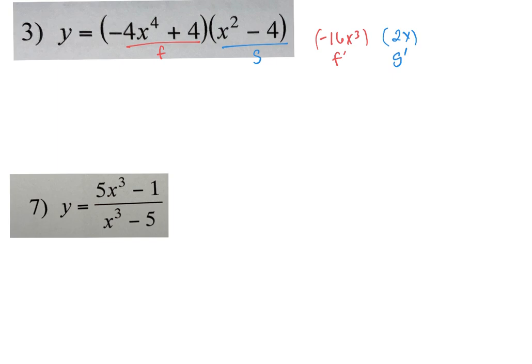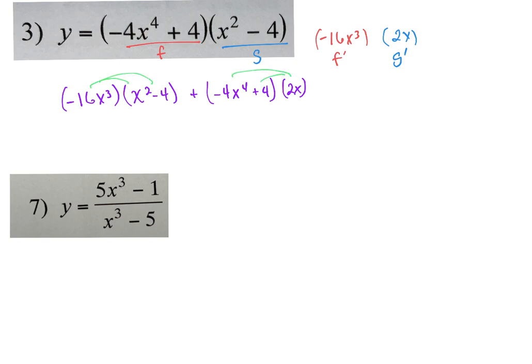The derivative of the first, that's negative 16x cubed, times the second, that's just x squared minus 4, plus the first one, the way it is, negative 4x to the fourth plus 4, derivative of the second, which is 2x. And then you're going to distribute and simplify. So negative 16x to the fifth plus 64x cubed minus 8x to the fifth plus 8x.